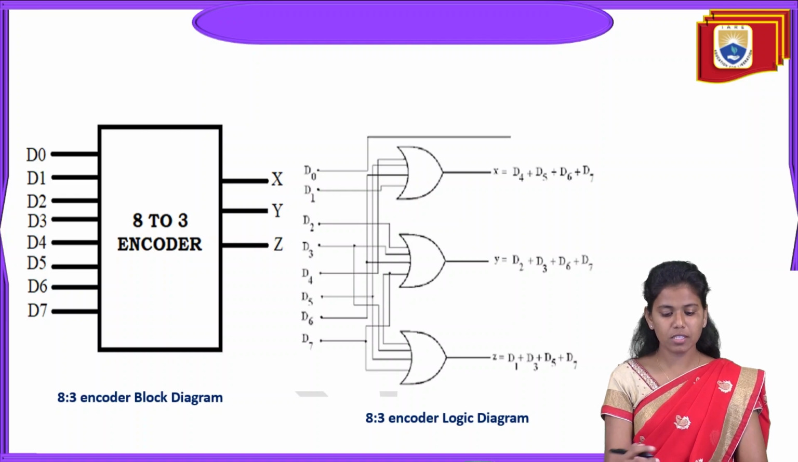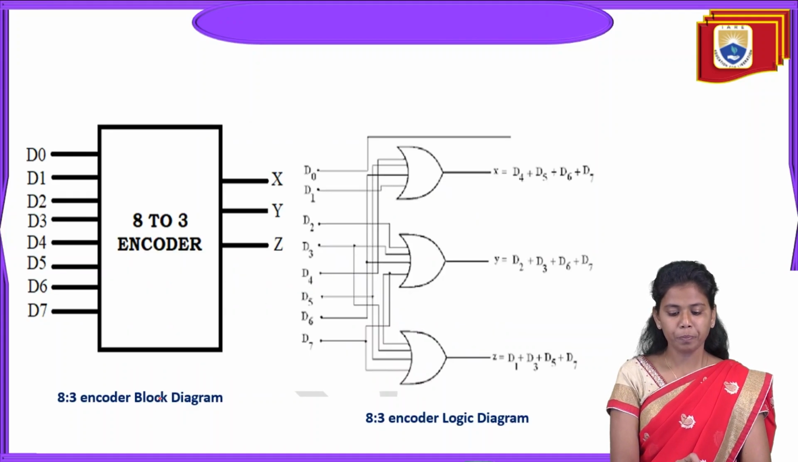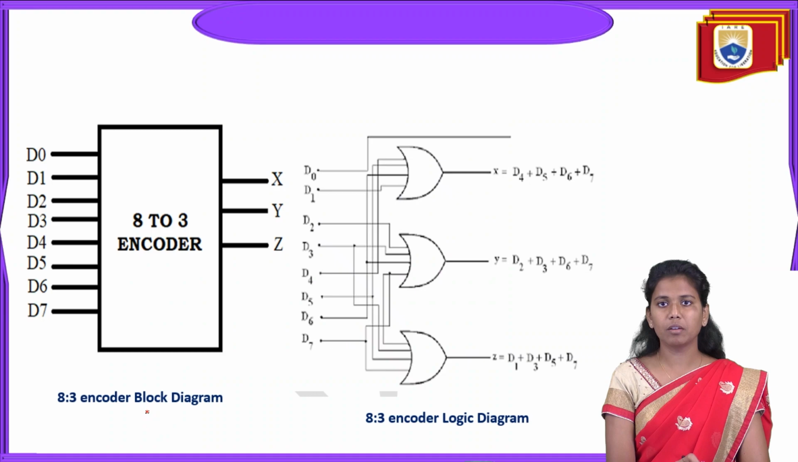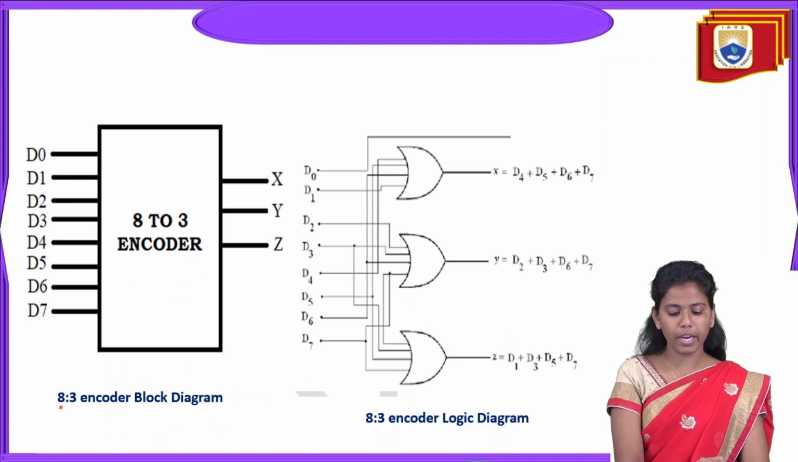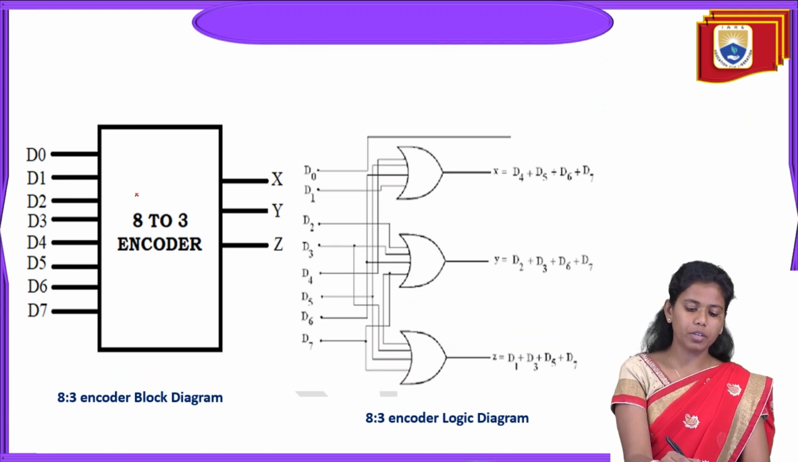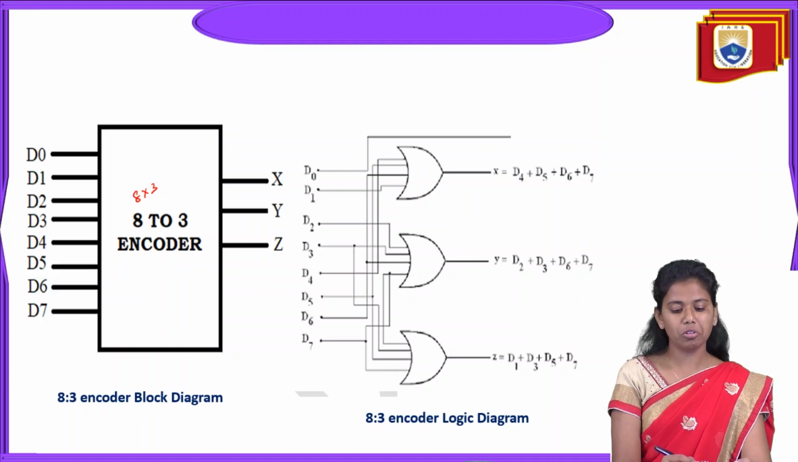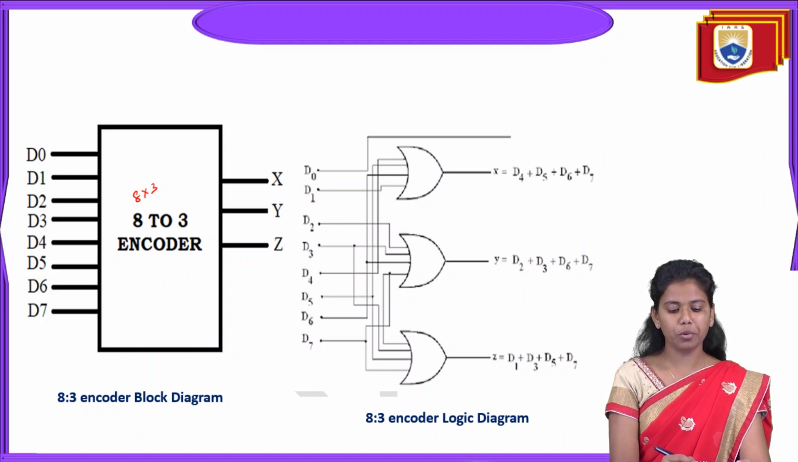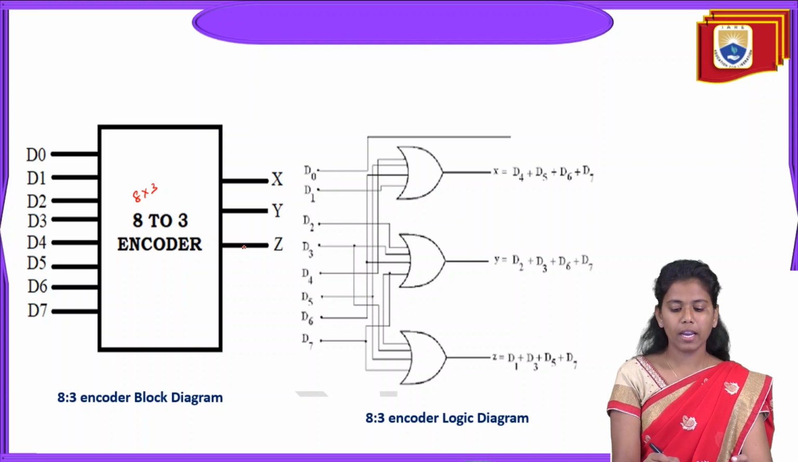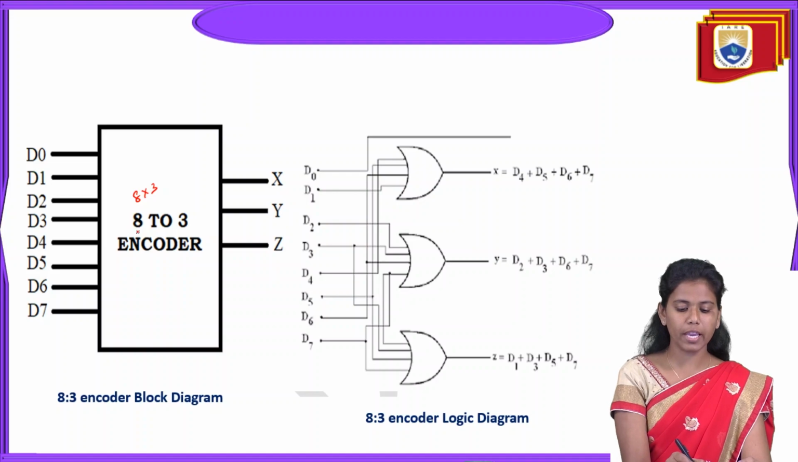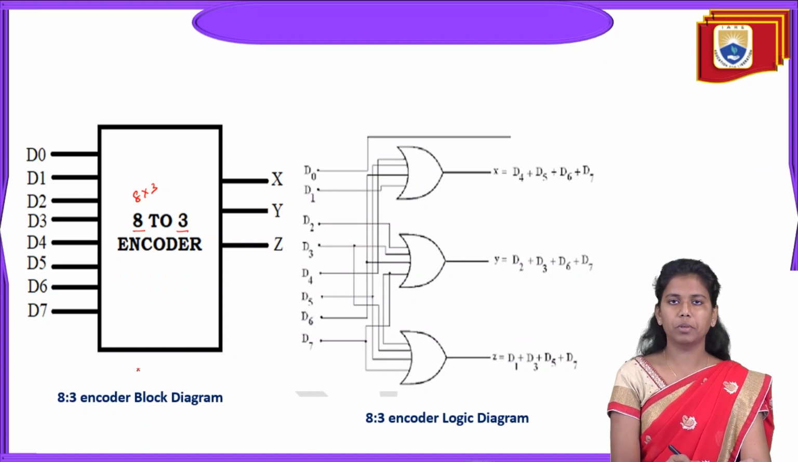And now see, this is an 8x3 encoder. In this particular block diagram, we have 8 inputs and 3 outputs. The 8 inputs are represented by D0 to D7, and the outputs are denoted as X, Y and Z. Well, because 8 inputs and 3 outputs, right?